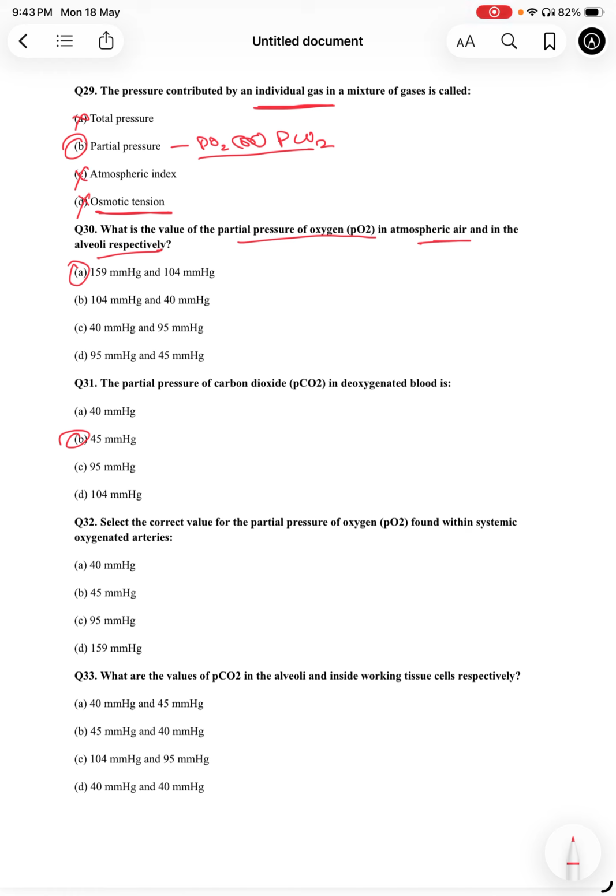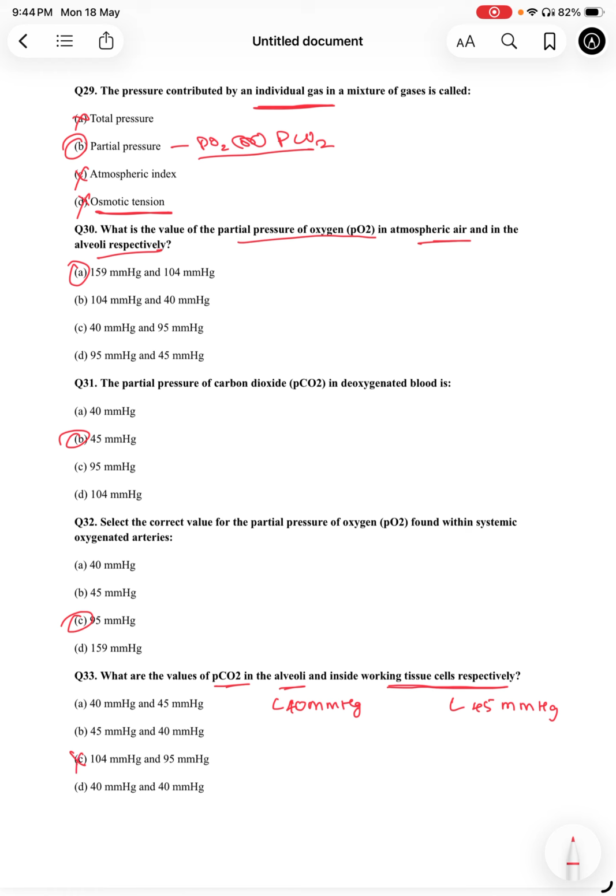What is the correct value for partial pressure of oxygen within the systemic oxygenated levels? It is 95 mmHg. Okay. PCO2 in alveoli and inside the working tissues respectively. What is it in alveoli? Okay. In alveoli, PCO2 is 40 mmHg. Okay. And inside working tissue, we just learned now, it is 45 mmHg.